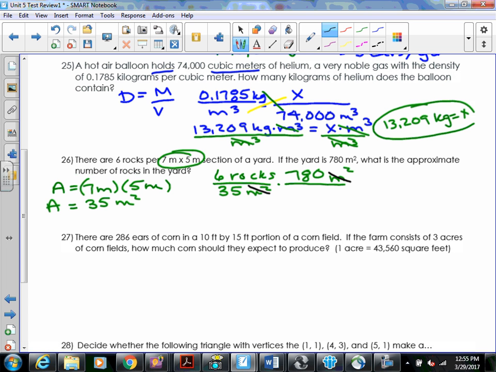And then you multiply straight across the top. 6 times 780, that's 4,680 rocks, divided by the 35. And that will equal 133.7 rocks. You can put that over one if it's confusing for you to have it or not.